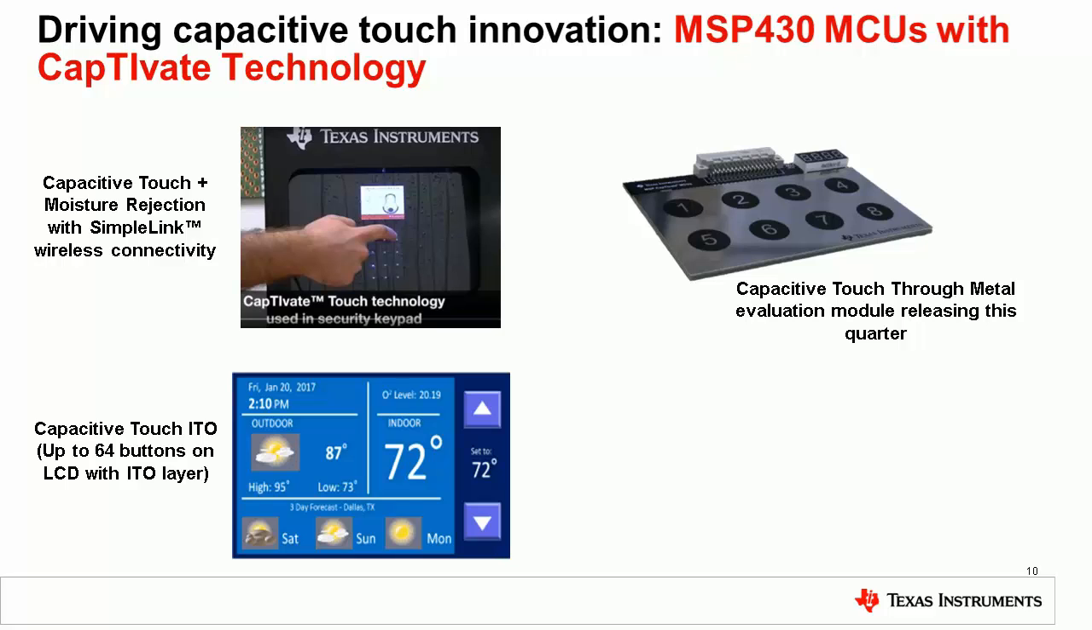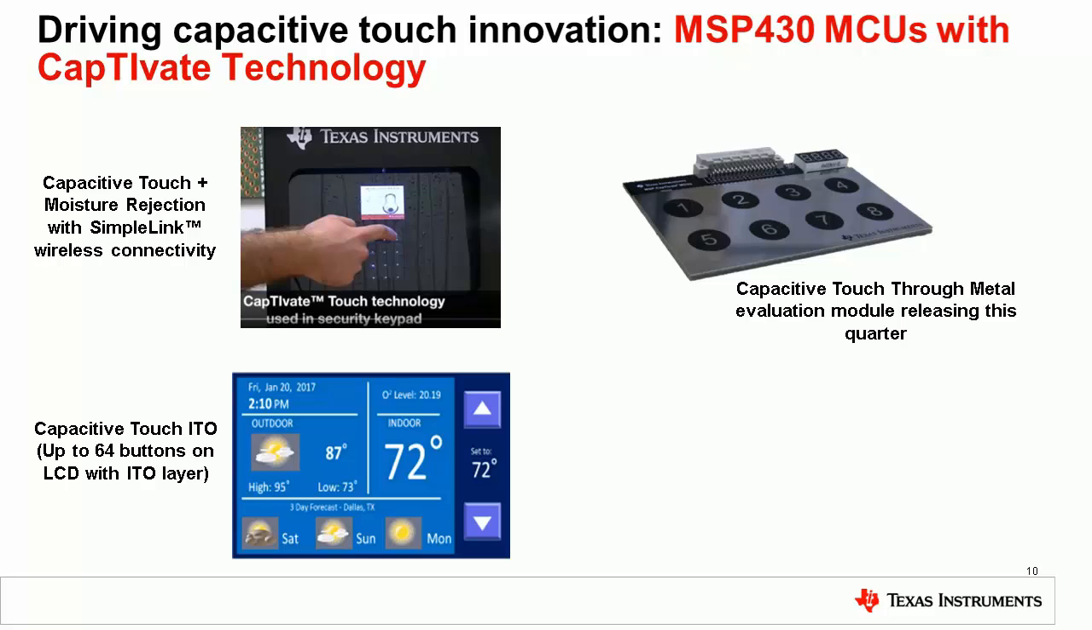Earlier this year at Embedded World, we demonstrated capacitive sensing in a very moisture-sensitive application. This is an E-lock or an access panel that could be used in an outdoor environment, with waterfall-type conditions. Here we're showing the noise immunity and robustness that we built into the technology. And we've also combined that with our connectivity solutions from our SimpleLink wireless business.